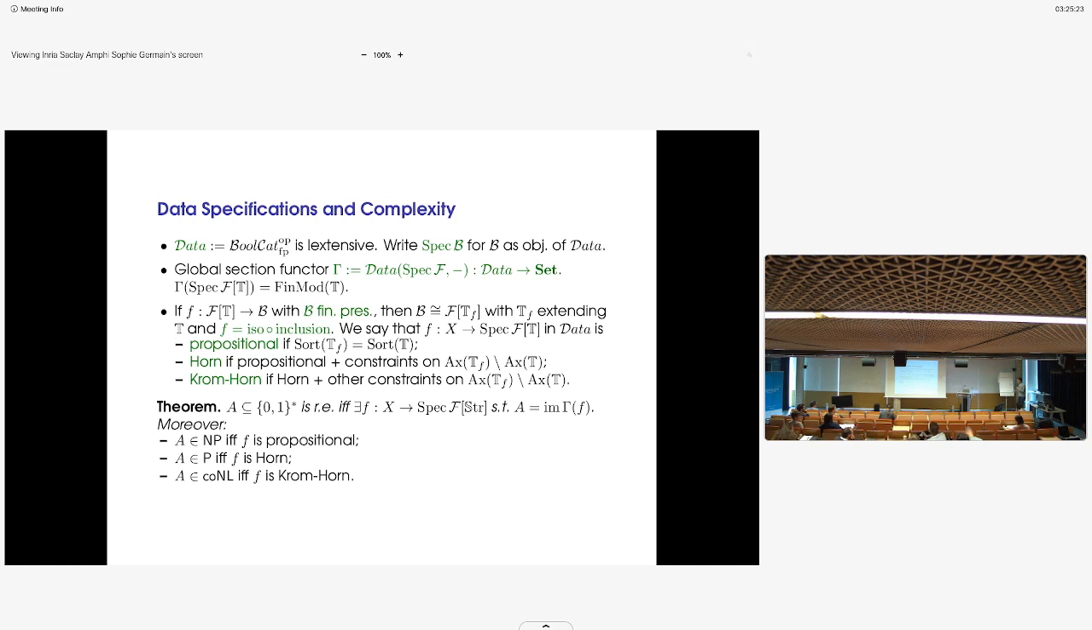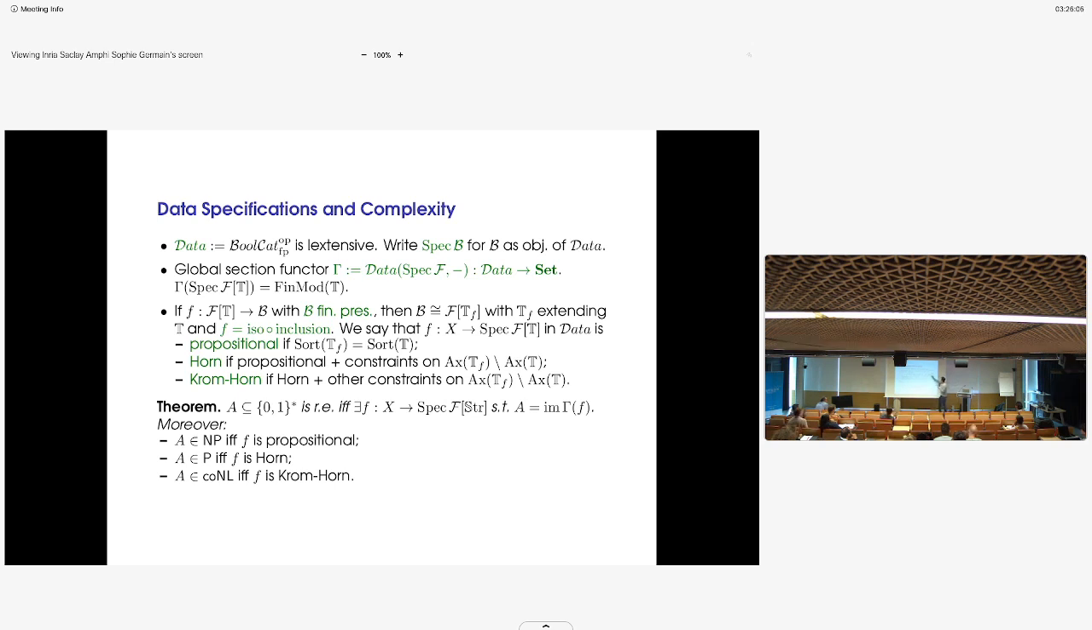And so the strings that can be lifted define a subset of strings. So each map like this defines a problem. In the sense, remember, each F induces a subset of 0,1 star. Is it clear? It's just the set of strings that are lifted through this. And you can in fact see them as the image via the global section functor of F. So this is a map like that.